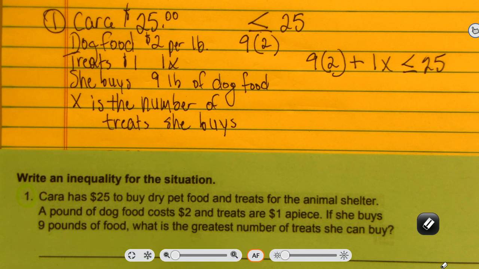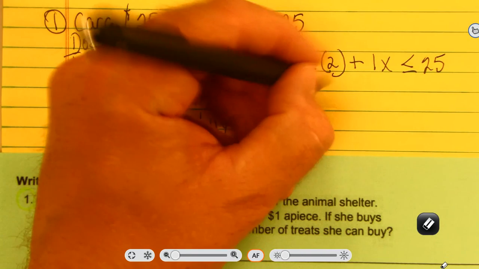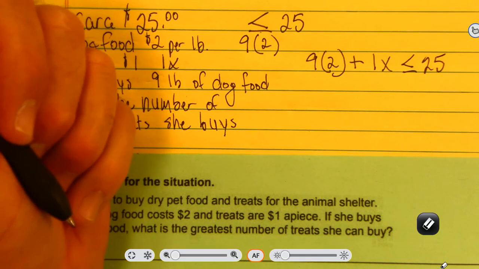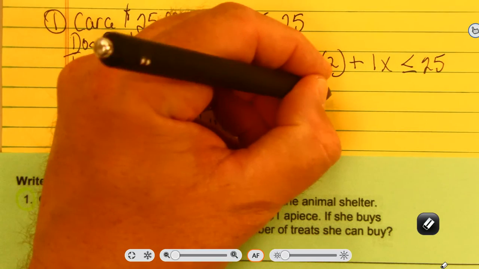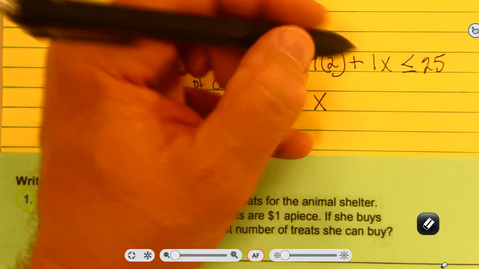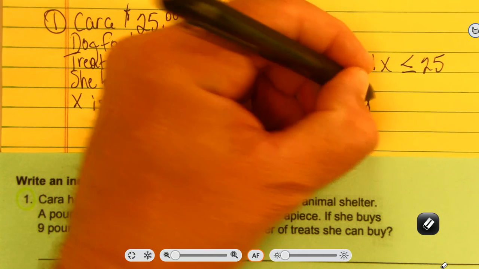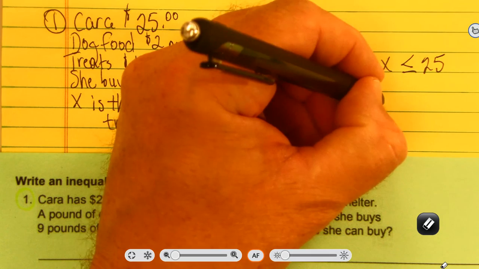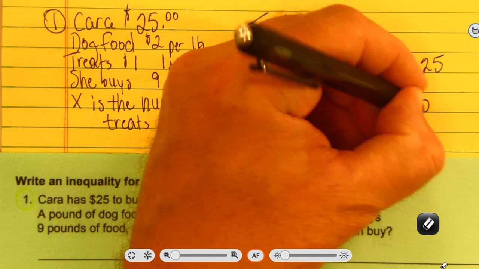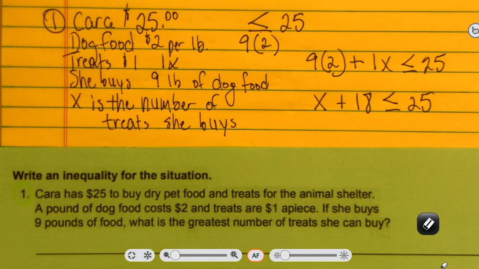Now, I like to simplify it and make it even a little more algebraic. I'm going to multiply 9 times 2, and I really like for my variable to come first, and I don't like to write 1 in front of the variable. So I'm going to rewrite this using the commutative property. I can change the order, commutative property of addition. I'm going to rewrite it this way. I'm going to say x plus 18 is less than or equal to 25. And my problem said just write an inequality. It didn't say solve it. So I'm done with the inequality right there.